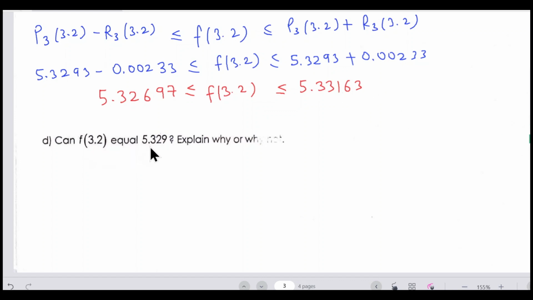Can f of 3.2 be equal to 5.329? Well, the range is 5.326 and 5.33. So 5.329 is in between these two, right? So I'll say yes, it can definitely be equal because it is within this range.